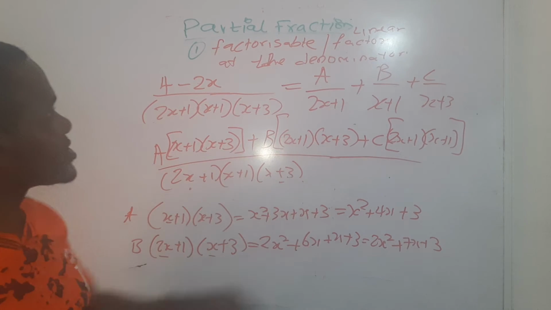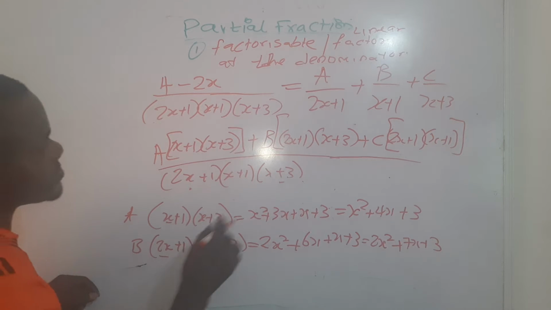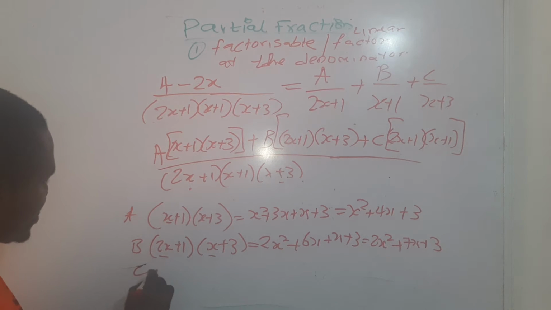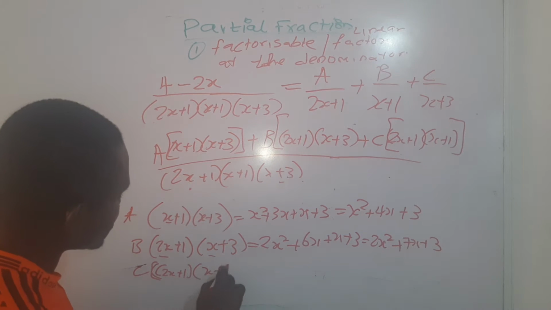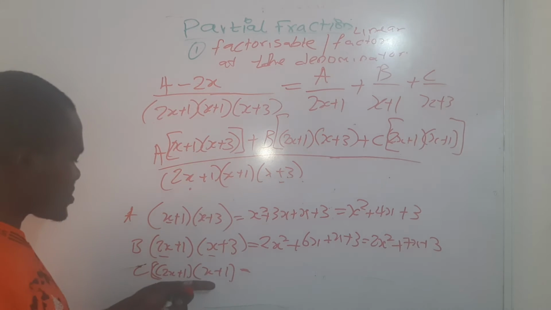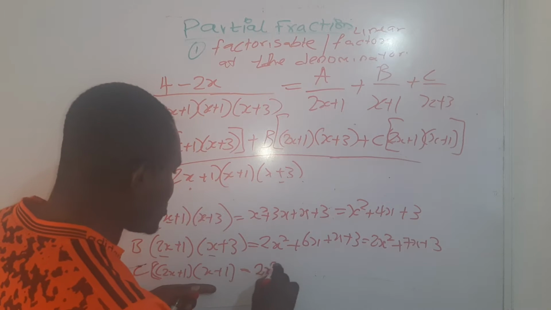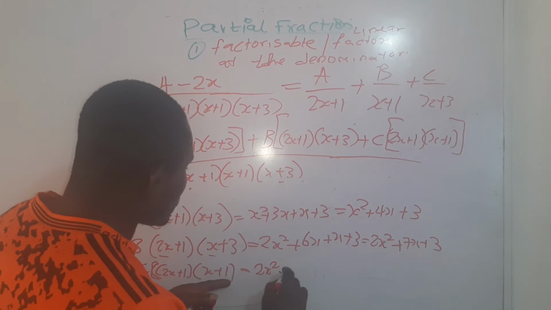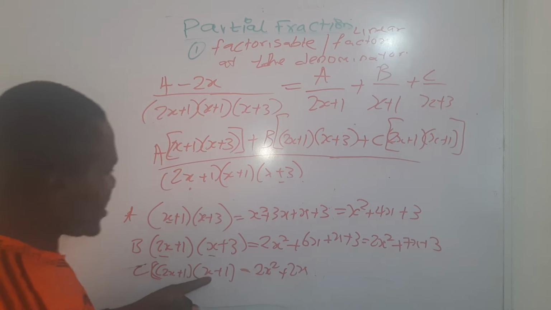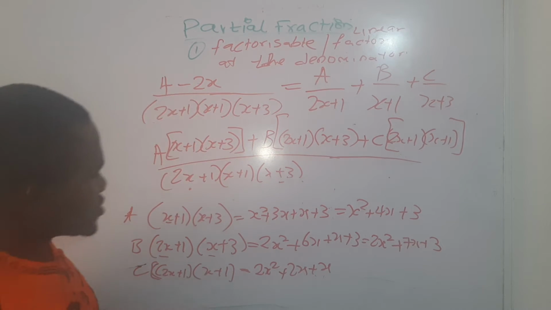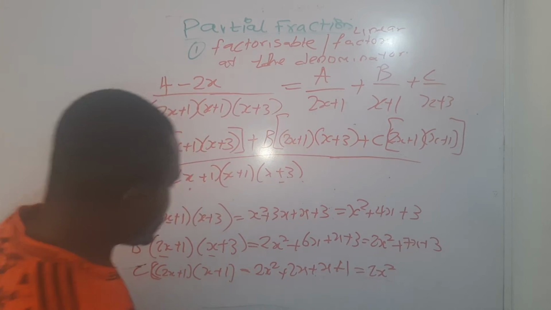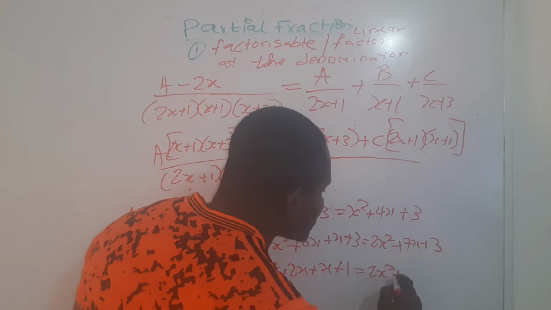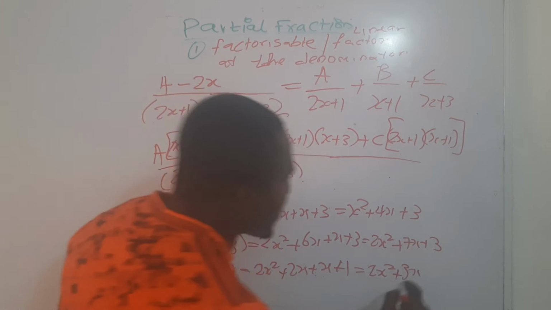Then let's look at c now. c will now be 2s plus 1 and s plus 1. So let's expand. 2s times s, that will give you 2s squared. Then 2s times 1 is 2s. Then 1 times s is s. Then 1 times 1 is 1. So definitely we have 2s squared, 2s plus s, that is plus 3s, then plus 1.